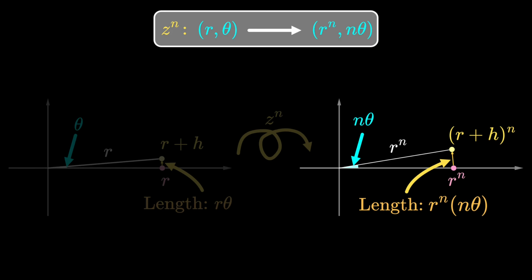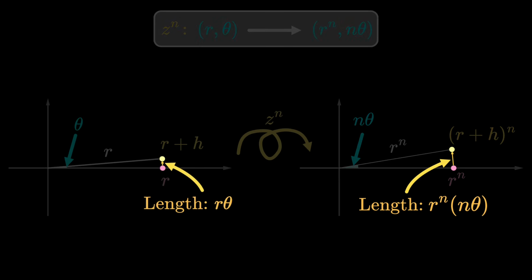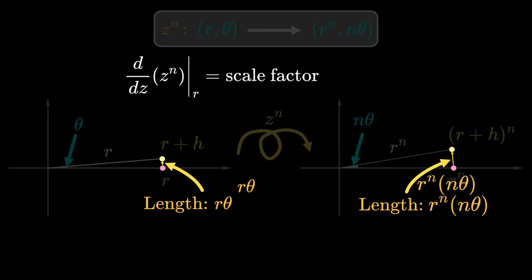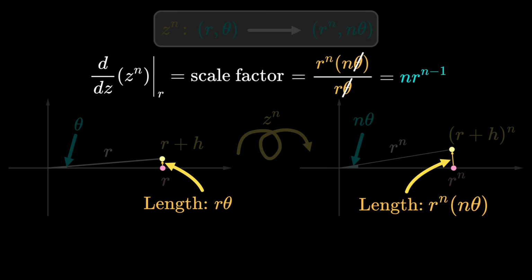From the original vertical displacement of r theta to now being r to the n times n theta, the derivative of the power function, the scale factor of this displacement, is equal to the ratio r to the n times n theta to r theta, which is n times r to the n minus 1, exactly the power rule.